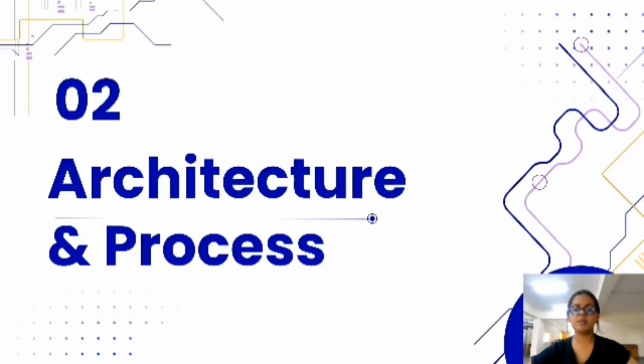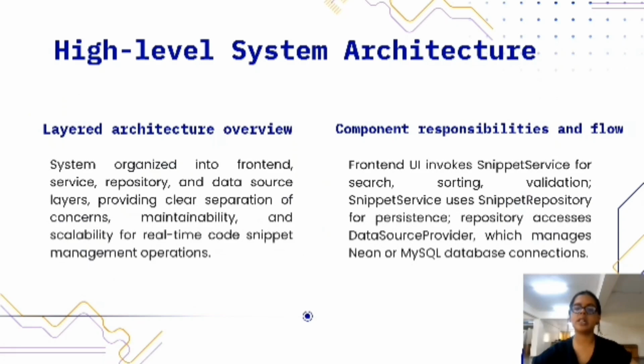Now I'll explain the system architecture and how the components interact. The system follows a layered architecture. First, front-end, that is the user interface. Second, service layer, snippet service. Third, repository layer. And fourth, data source layer.